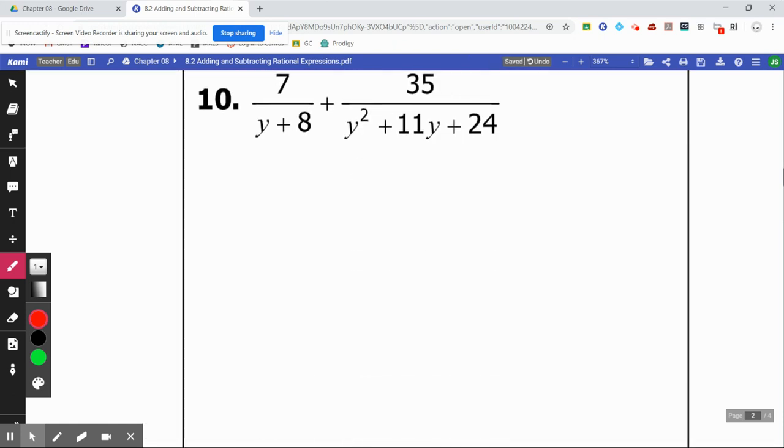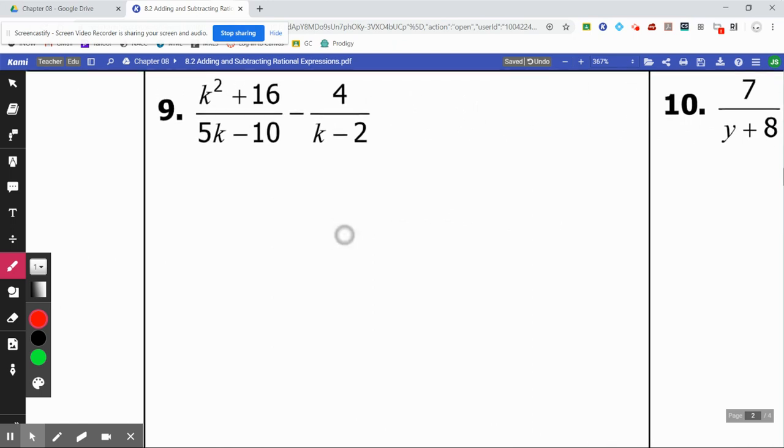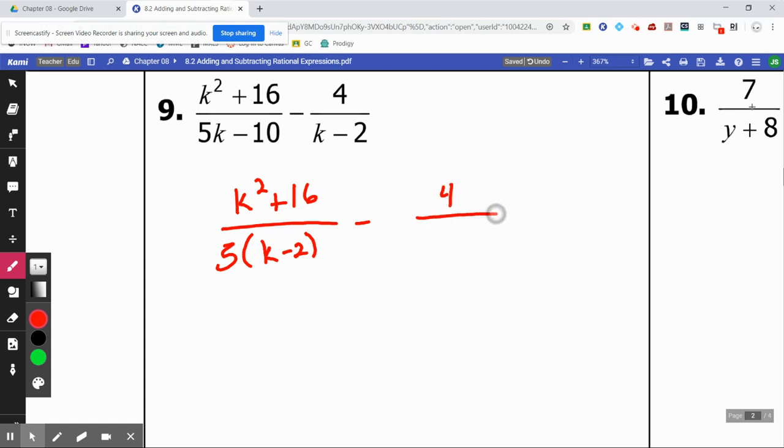Number 9. Now we start dealing with binomials, and we need to factor these before we find common denominators. So the top will not factor. I'm going to leave it as k squared plus 16 over, factor out the 5, you're left with a k minus 2, minus, I'm going to leave a little bit of space here, 4 over the k minus 2, and I'm going to put those in parentheses.